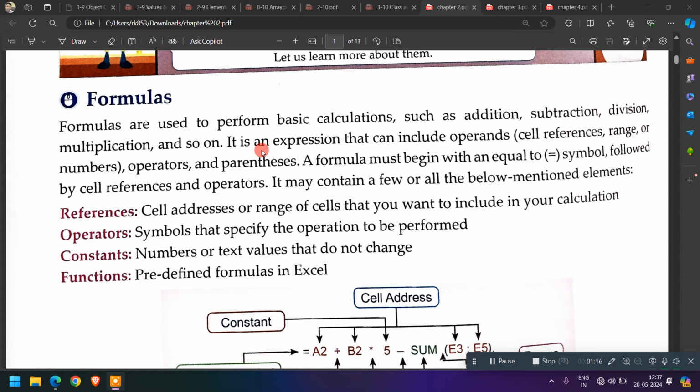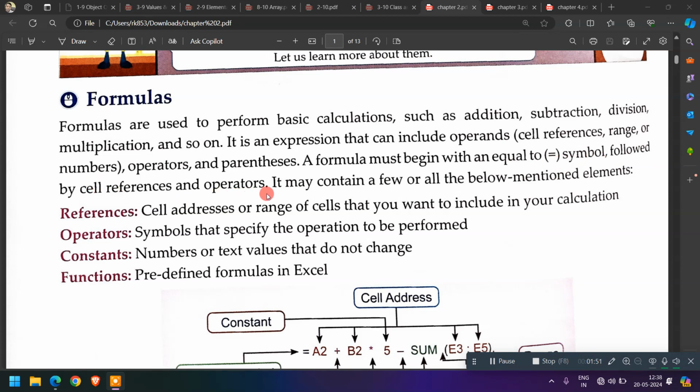What is an expression? An expression is a combination of operators and operands. It can contain a cell reference, that means a cell address, a cell range, or numbers, and parentheses also. If you have studied board maths, then you can understand parentheses: nothing except round braces. A formula must begin with an equal to symbol followed by the cell reference and operators.